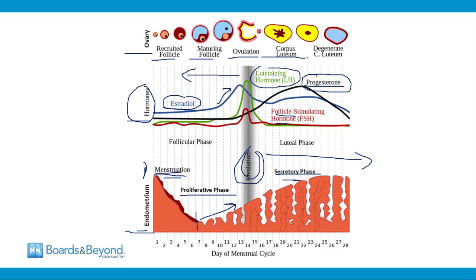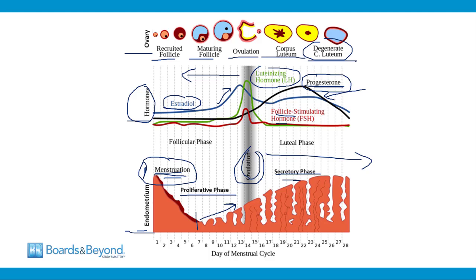Now the thing to know about the corpus luteum is it has a short lifespan, so if pregnancy doesn't occur, it will degenerate, and when it degenerates, the progesterone levels will fall, and that's why this black line is falling here. And when the corpus luteum degenerates and the progesterone levels fall, that's what triggers the end of the menstrual cycle and the beginning of the next one, and that's what triggers menstruation.